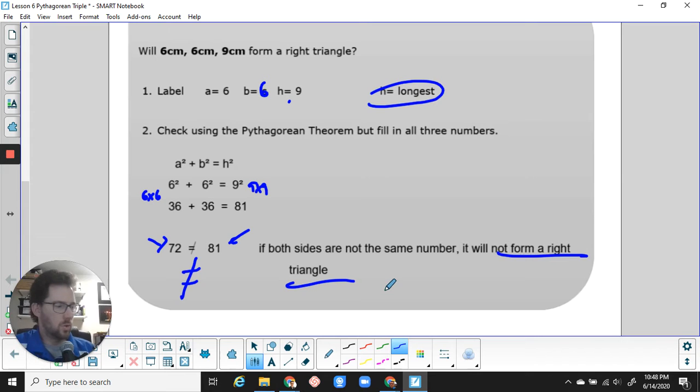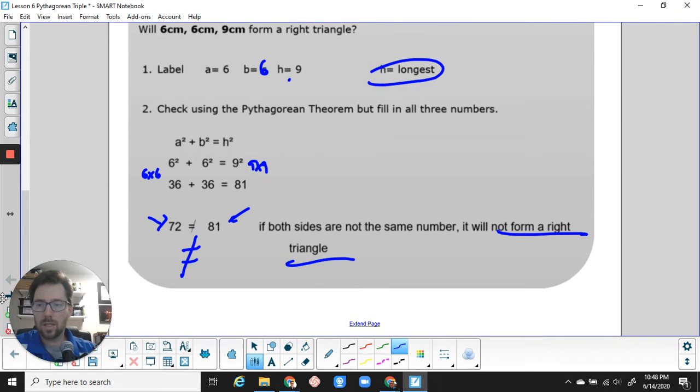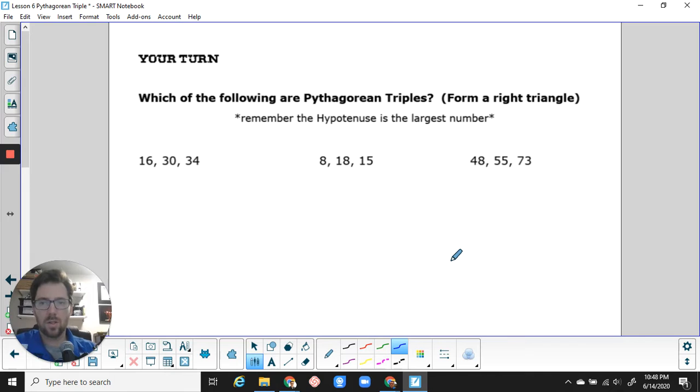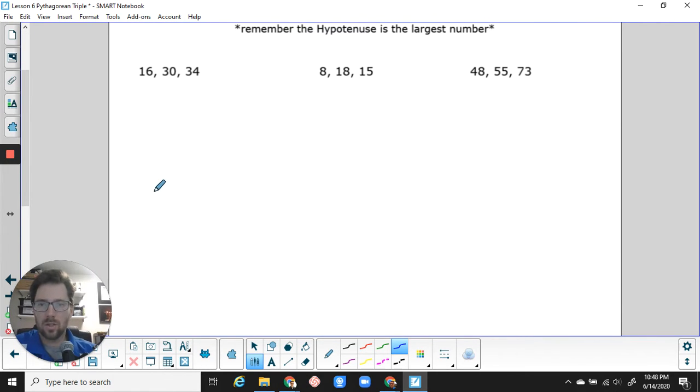Okay. So let's pop over to the next page. Take a look at this. Which of the following are Pythagorean triples? Which of the following will form a right triangle? Remember, the hypotenuse is the largest number. So let's start with this. A squared plus b squared equals h squared. What's the biggest number? 34. So let's put that over here. 34 squared. And then the other two, it doesn't really matter what order you put them in. 16 squared plus 30 squared.